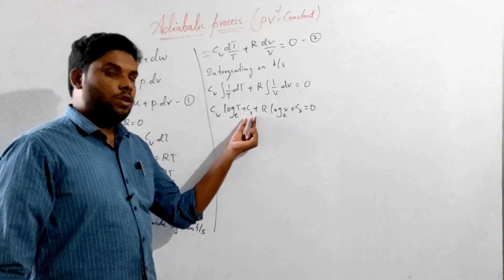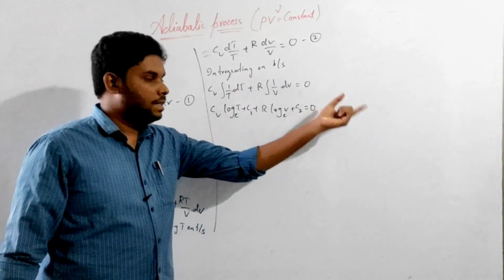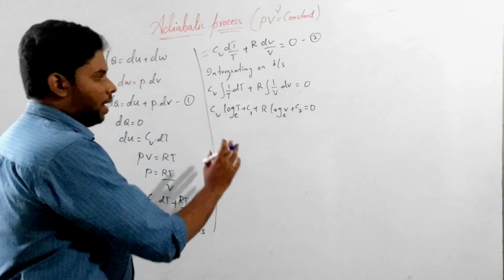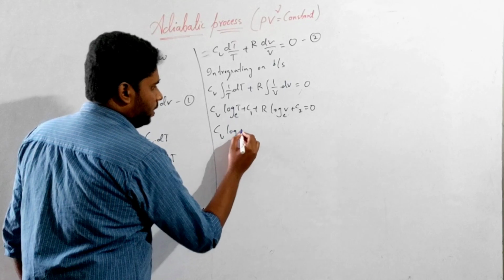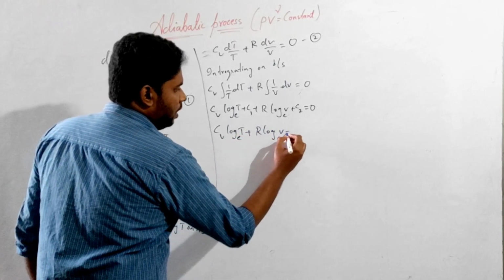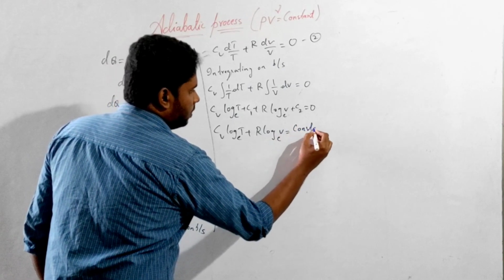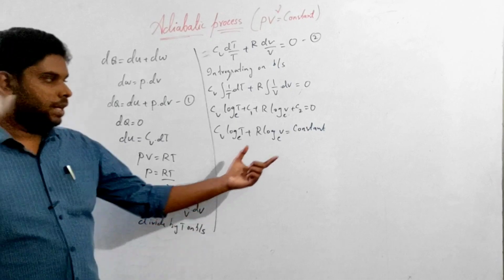Now this c1 is also constant, c2 is also constant. If I take this constant that side, it will also be a constant. So I will write this equation as Cv log T to the base e plus R log V to the base e is equal to constant. I have taken c1 and c2 as constants, so that side will become a constant.